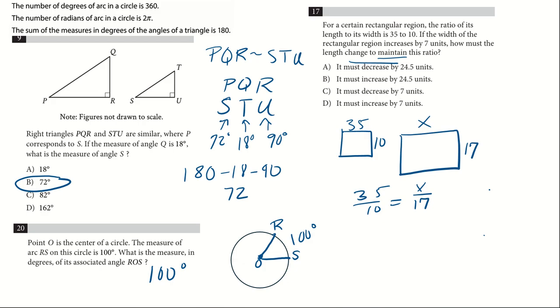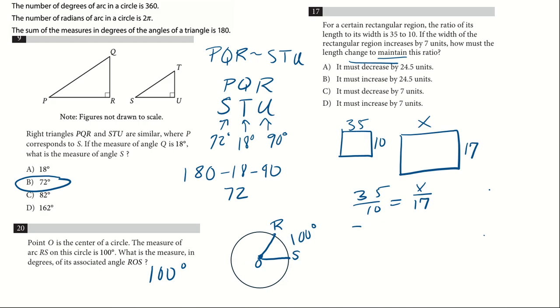Again, we want to make sure we set up, for example, the length goes with the length or the width goes with the width. You can do it the opposite way around, but you just want to make sure that your similar measurements are either across from each other or top and bottom. You don't want them to be diagonal. For example, you wouldn't want X and 17 to be mixed up.